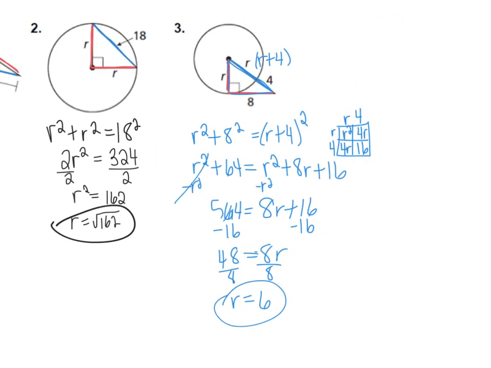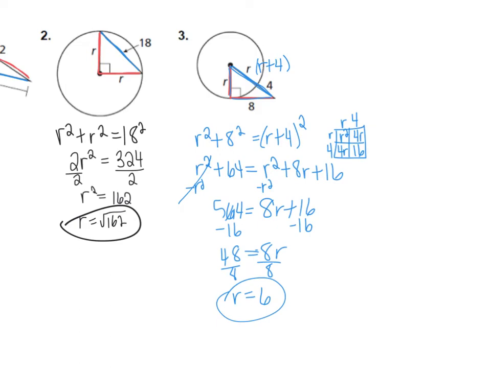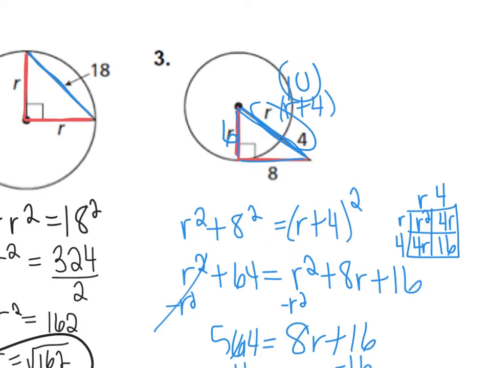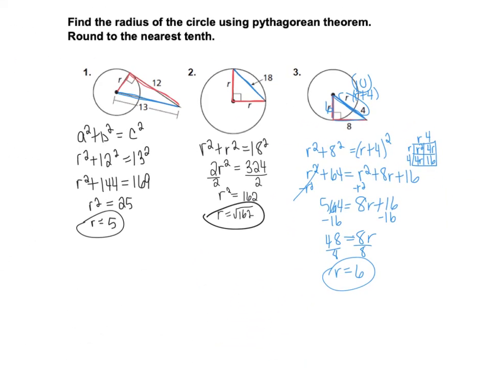Okay, so if we go back up, we just want to make sure that our answer makes sense. If we put 6 in up here, we get this side would be 6, and 6 + 4 is 10, which does make sense because we know our hypotenuse has to be the longest side.